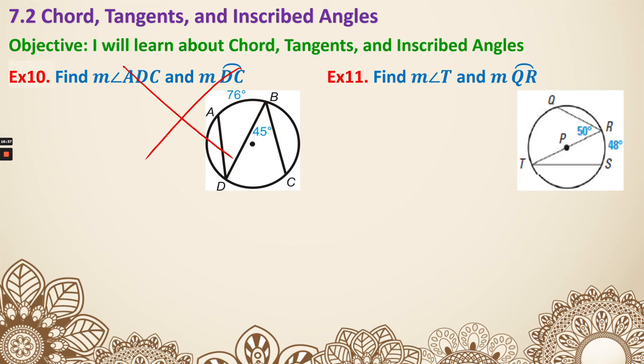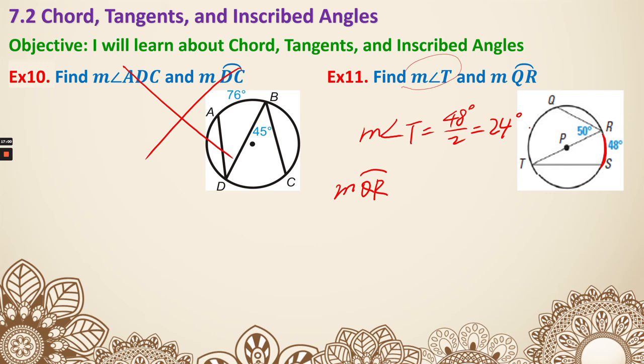Example 11. The measurement of t is kind of easy to find because the arc is right here, that's what it's facing. The measurement of angle t is half of that, 48 degrees divided by 2, that's 24 degrees. Next, the measurement of QR. There are actually several different ways to find it, so I suggest you pause the video and try it out by yourself and see if you can figure it out.